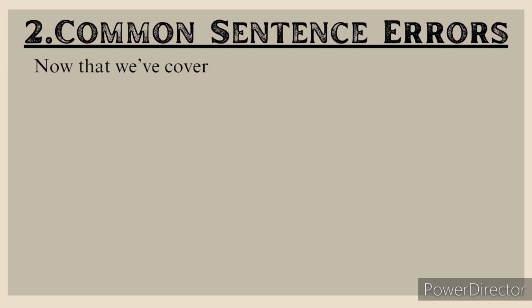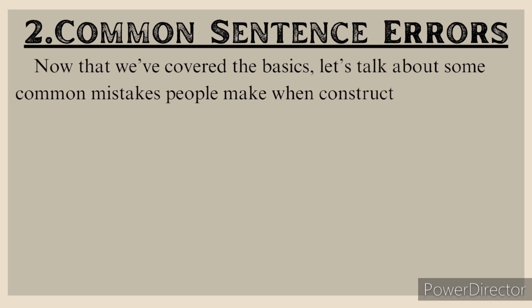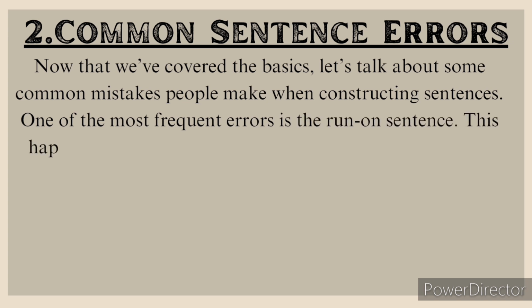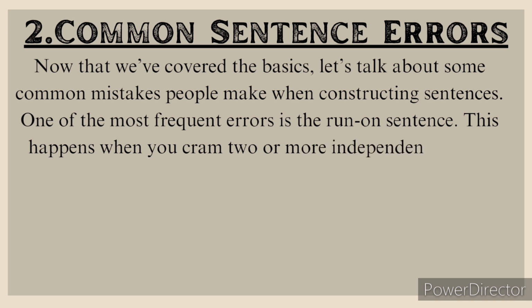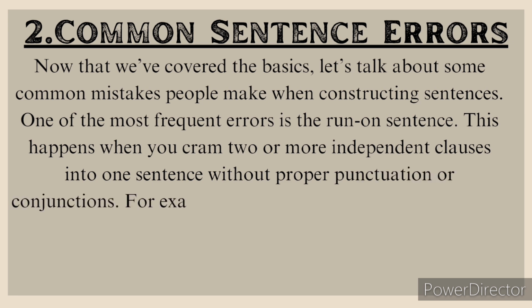Second one is common sentence errors. Now that we have covered the basics, let's talk about some common mistakes people make when constructing sentences. One of the most frequent errors is the run-on sentence. This happens when you cram two or more independent clauses into one sentence without proper punctuation or conjunctions.